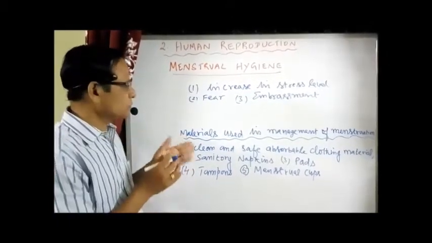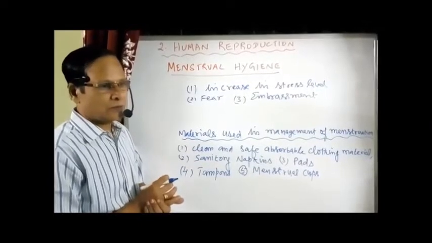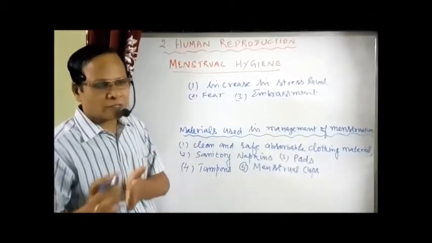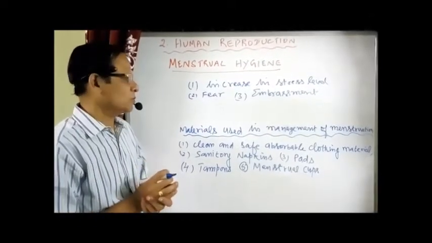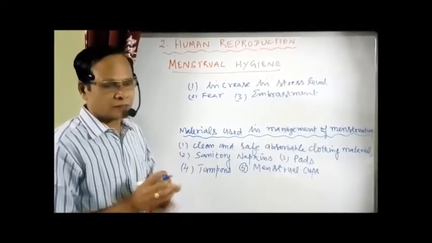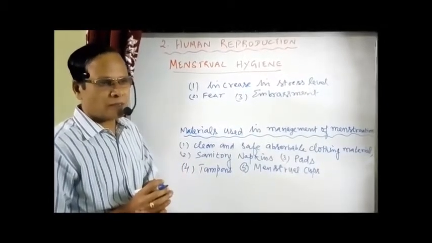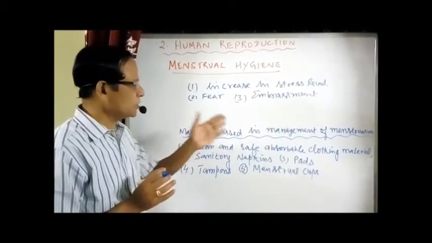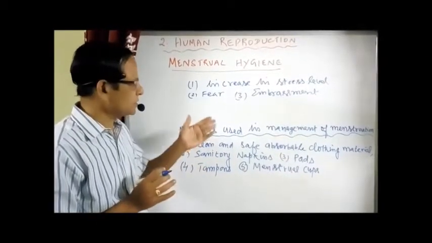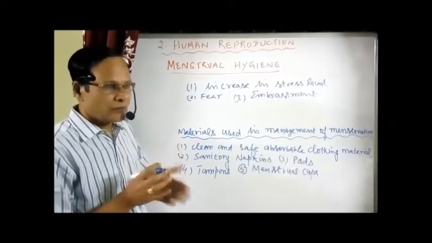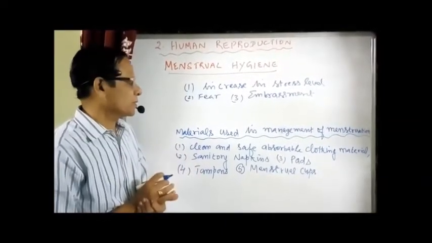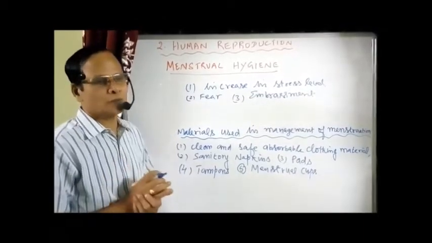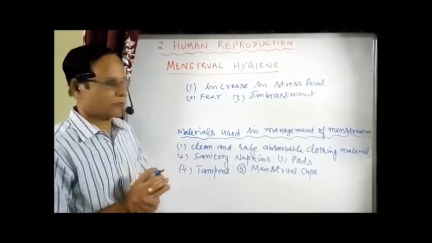So changing menstrual materials every 4 to 5 hours, as per the requirement, can provide cleanliness, comfort and protection from infection. So a female should change the sanitary material every 4 to 5 hours. That will provide comfort, cleanliness and also protection from infection.